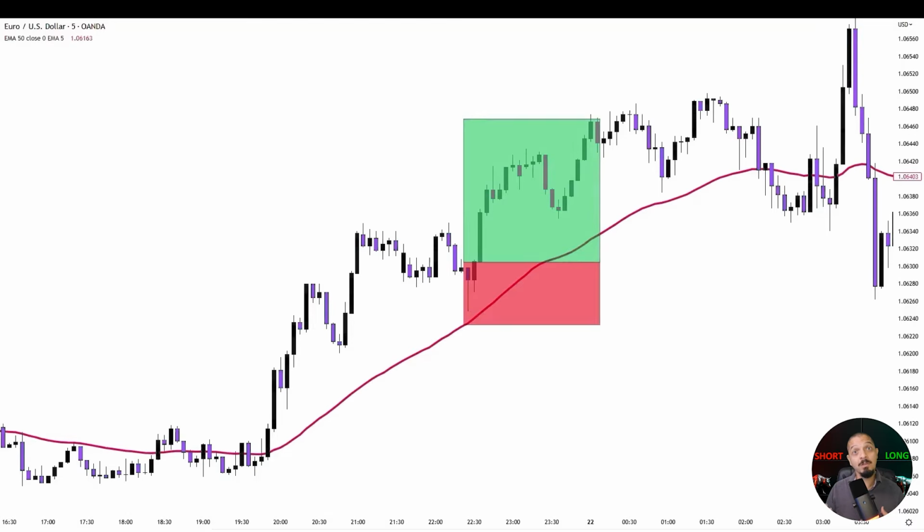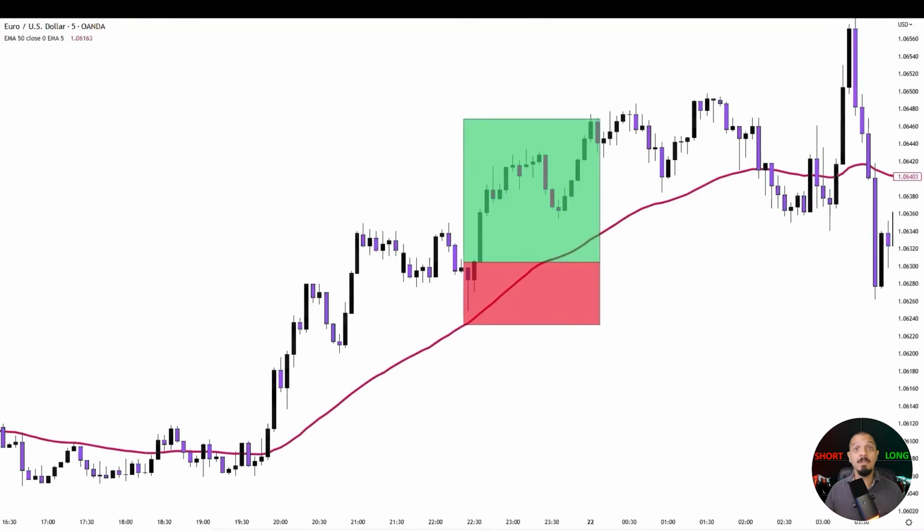In that case, you've got 2 entry options. You can either jump in right after the wick, or wait for a confirmation candle to close above the previous one. Your stop goes just under the wick, and your target is the next structure level above.